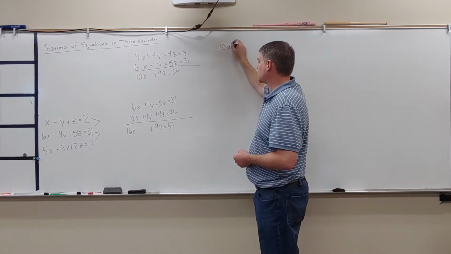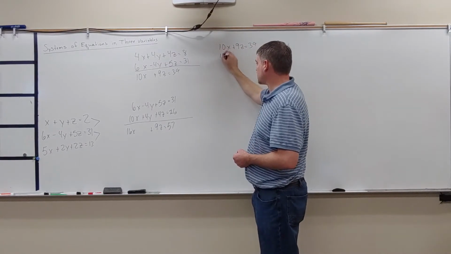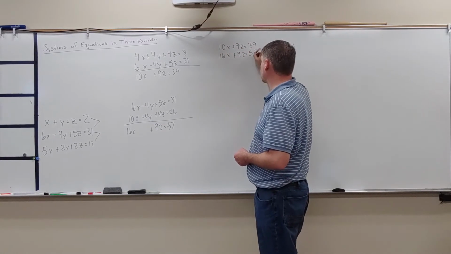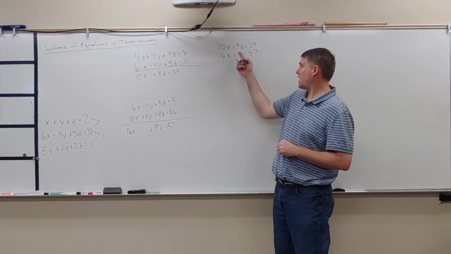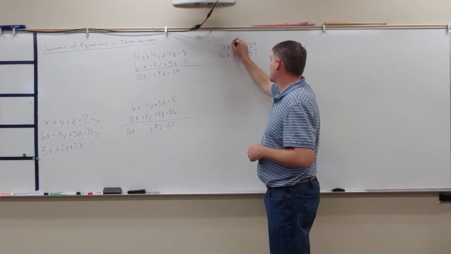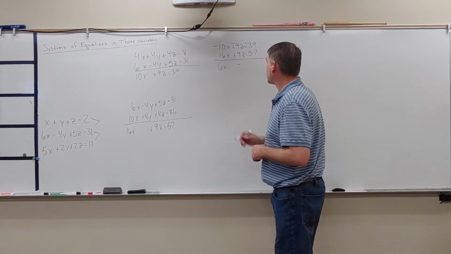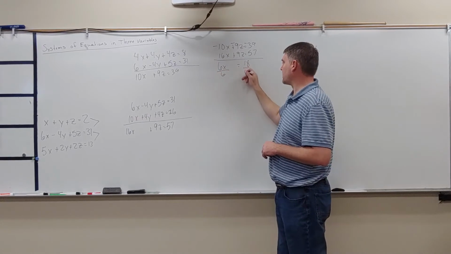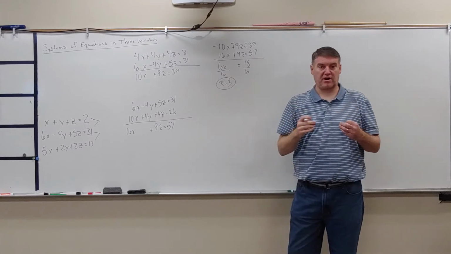Okay, so now I have to work with these two. 10x plus 9z equals 39, and 16x plus 9z equals 57. Now I have to eliminate one of these variables. Well, I already have the same coefficient, so I'm going to multiply the top by a negative and then combine them. This gives me 6x equals 18. I'm going to divide by 6, x equals 3. So there's my first variable.